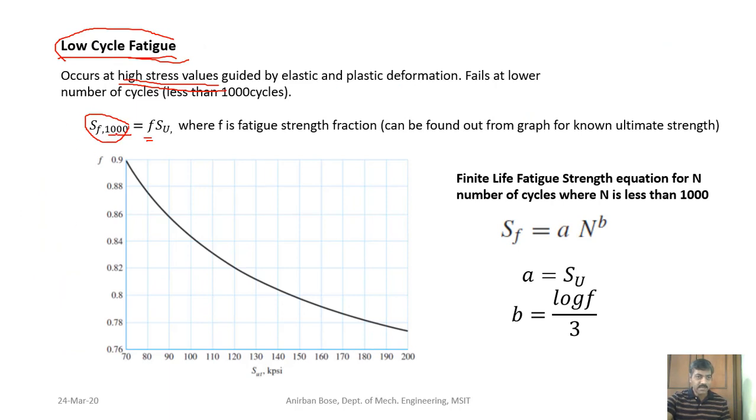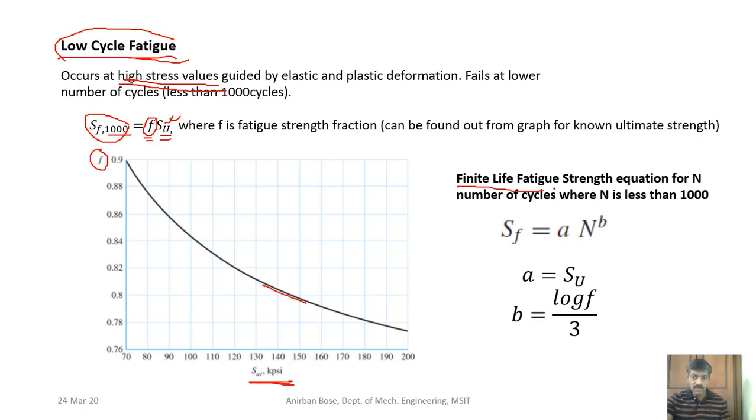That can be found out using this relation: it will be equal to some fatigue strength fraction F, where F is the fatigue strength fraction, times the ultimate tensile strength of that material. If you know the ultimate tensile strength of the material, you can find out F from this graph, where F is basically a function of ultimate tensile strength. This can be analytically derived; it is not an empirical relation, it is a theoretical deduction of the relationship between F and S ultimate, and that has been properly achieved. I am not going into the detail of that theoretical derivation. You just remember that these are directly related by this curve. These curves are available, so if you know SUT, you can always find out the value of F.